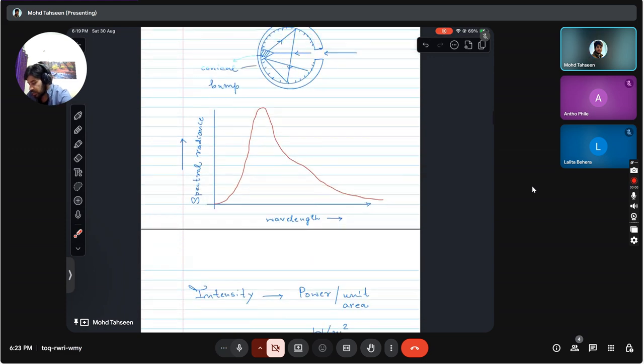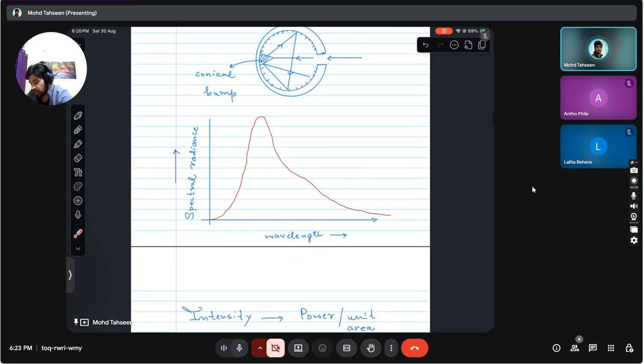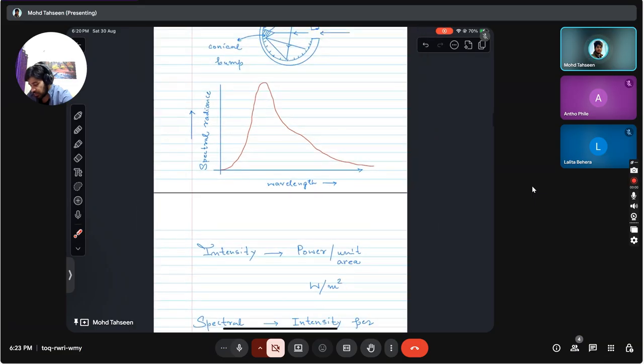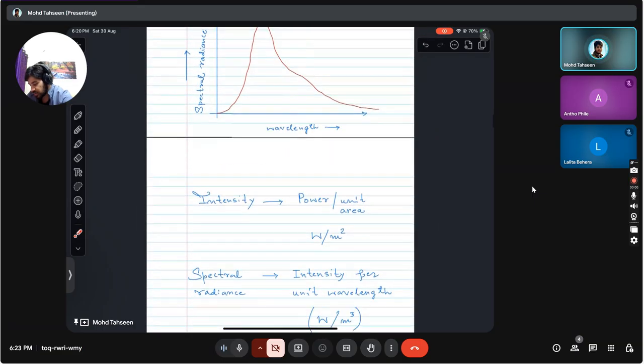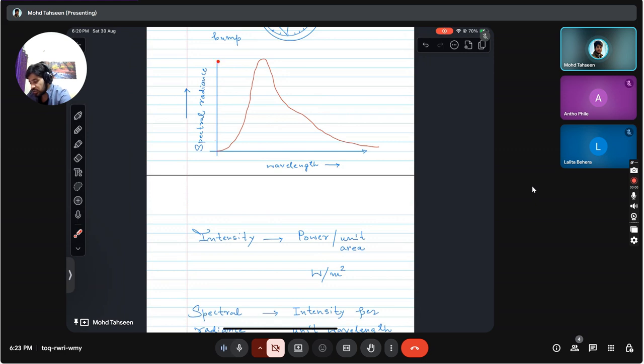Okay. So if we measure this experimentally, this is the kind of trend we see in black body radiation. If we take a graph of spectral radiance and wavelength, spectral radiance is nothing but power per unit area per unit wavelength. If we see the definition here, intensity is power per unit area, and spectral radiance is intensity per unit wavelength. So this plot is actually power per unit area per unit wavelength.